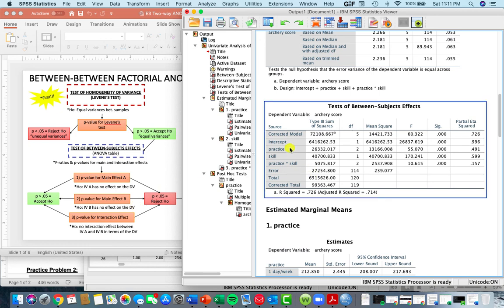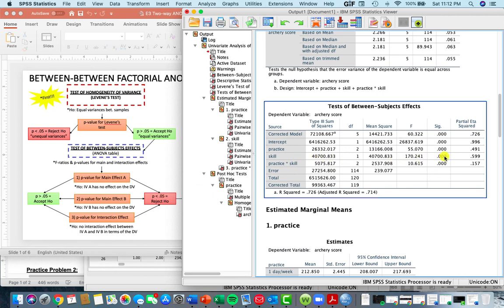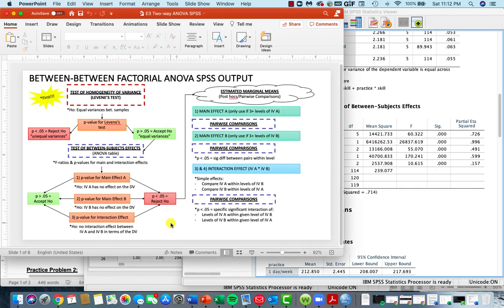In this case, what I like to do first is look at the main effects. For practice, we have a p-value less than 0.001, so that's a significant effect. So check off this box here. Skill also has a significant effect, and so does the interaction effect. Usually what we say is, if any of these three are significant, and you might not always have all of them significant, sometimes there's only one that's significant, sometimes two are and one is not, just be prepared for anything.